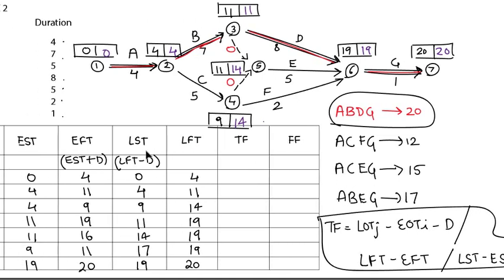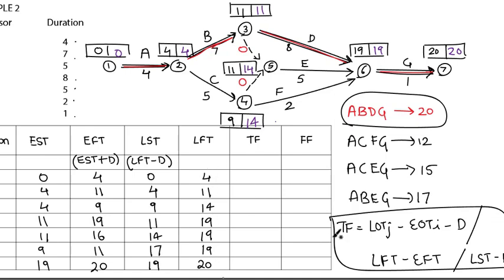So coming back to this table A, B, C, D, E, F, G. A's total float will be LFT minus EFT, 4 minus 4, that is 0. You can cross check it by using LST minus EST, so 0 minus 0 will be 0. A, B, D, G are critical activities. Just note this column of A, B, D, G. I will tick mark it. It is A, B, C, D, E, F, G.